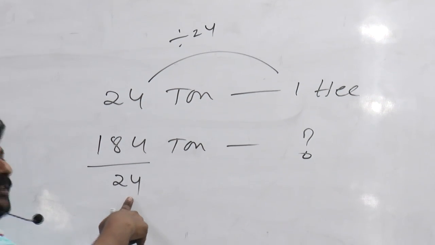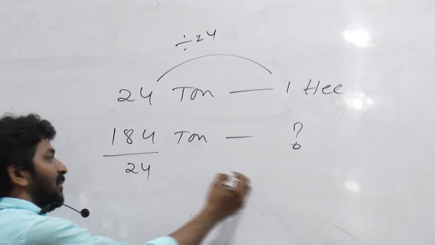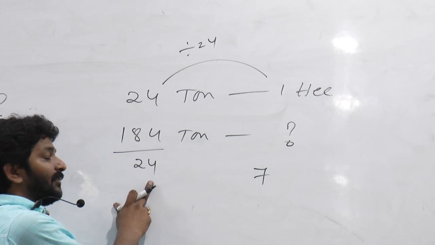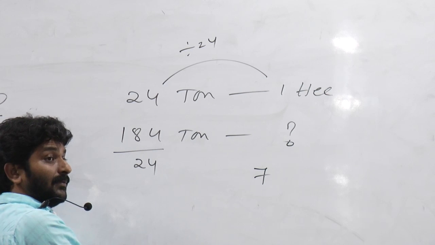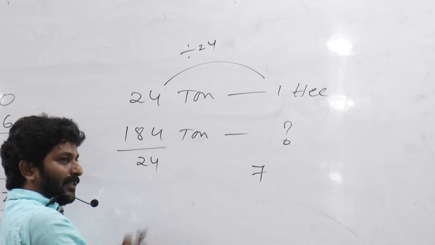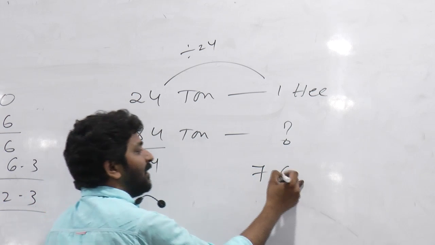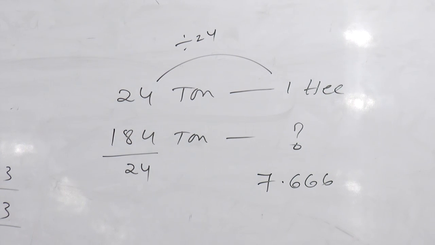If you treat this as 25, how many 25s are there? So that will be definitely 7 times. 7 times 20 is 140, 7 times 4 is 28, 168. Apart from 168, how much do you have? 16. 16 by 24 in the sense 2 by 3. 2 by 3 in the sense 0.666. 16 by 24, cancellation with the 8. 8 2 times and then 3 times.